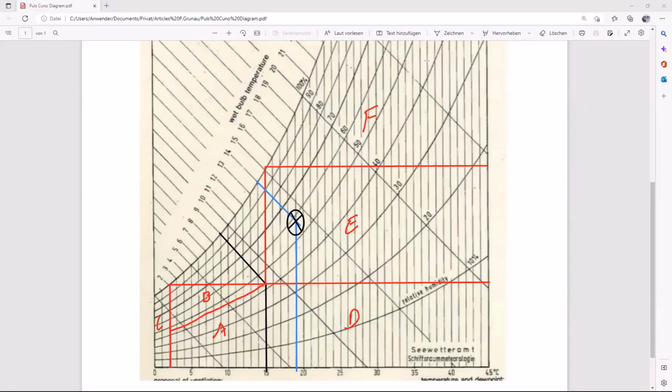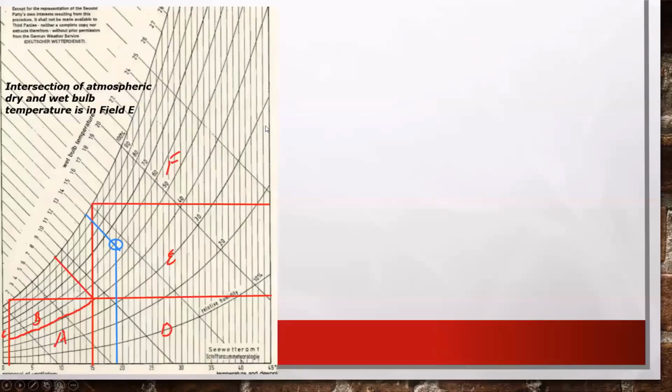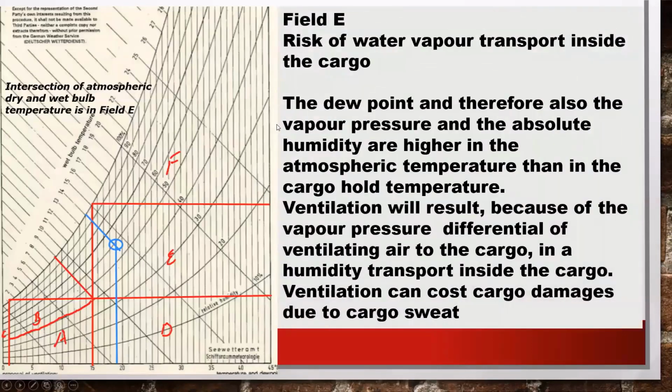What does it mean now to me with regards to the ventilation? So let's check it. Here was my intersection, which means field E says risk of water vapor transport inside the cargo. The dew point, and therefore also the vapor pressure and the absolute humidity, are higher in the atmospheric temperature than in the cargo hold temperature. That's what we can see, because if we go down here, we come to 14 degrees as a dew point, and here we have a dew point of about 1 or 1.5 degrees.